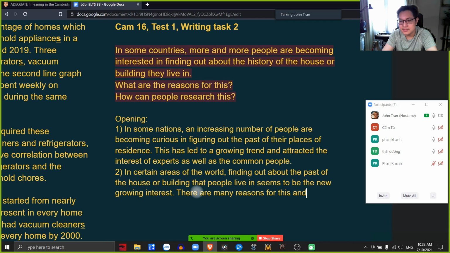There are many reasons and methods to research this. And then after this sentence, you will go to the body part and you mention about reason and method.